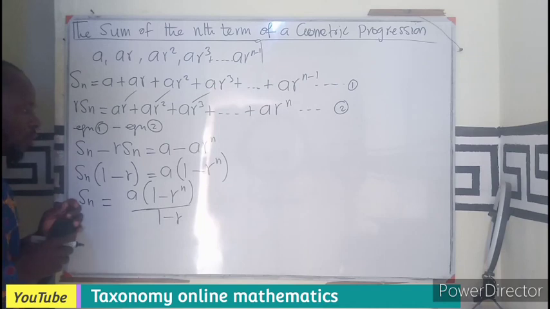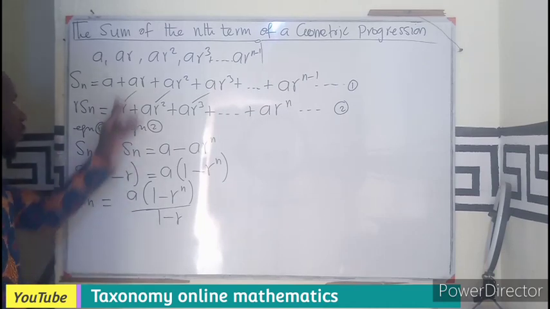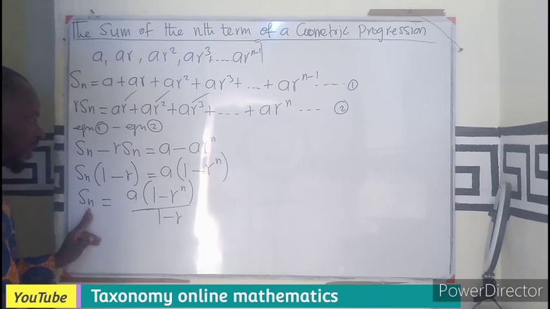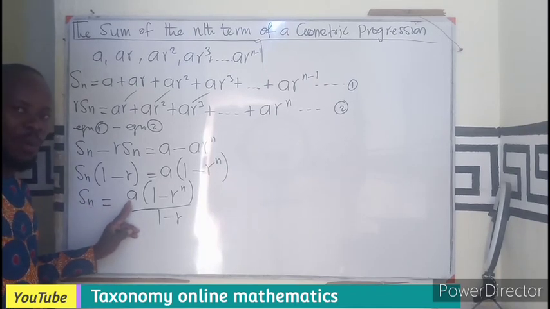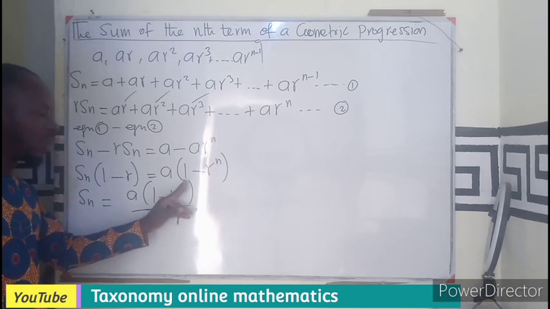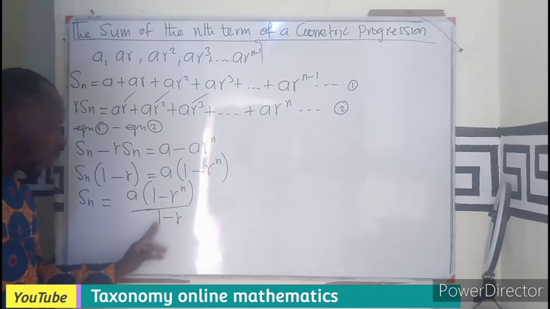So we can see that if you are asked to find the sum of any GP, the sum is going to be given by a, the first term, into bracket 1 minus r exponent n, all divided by 1 minus r.